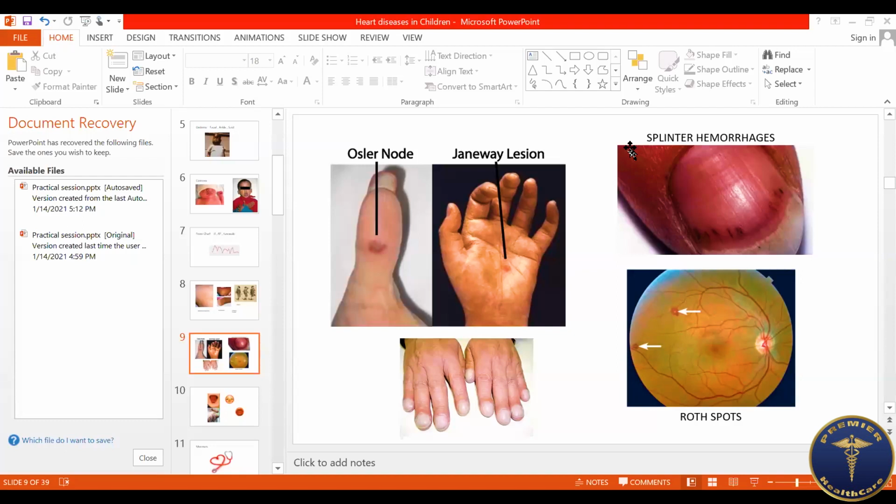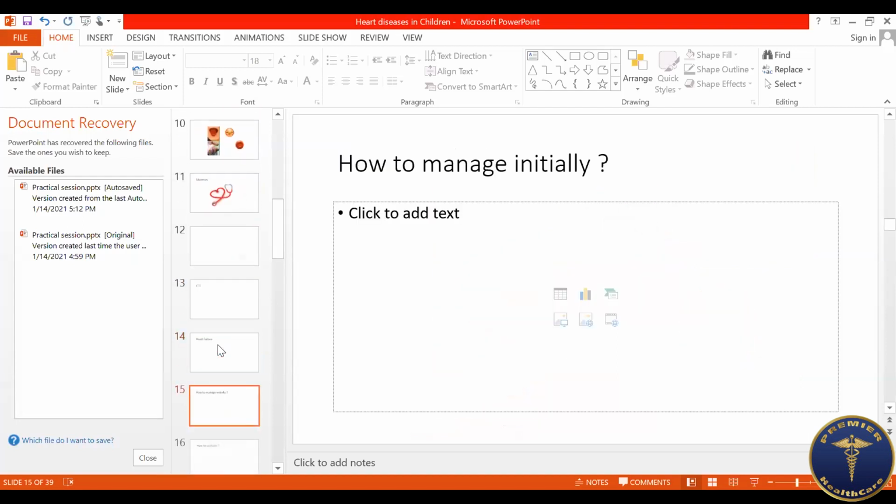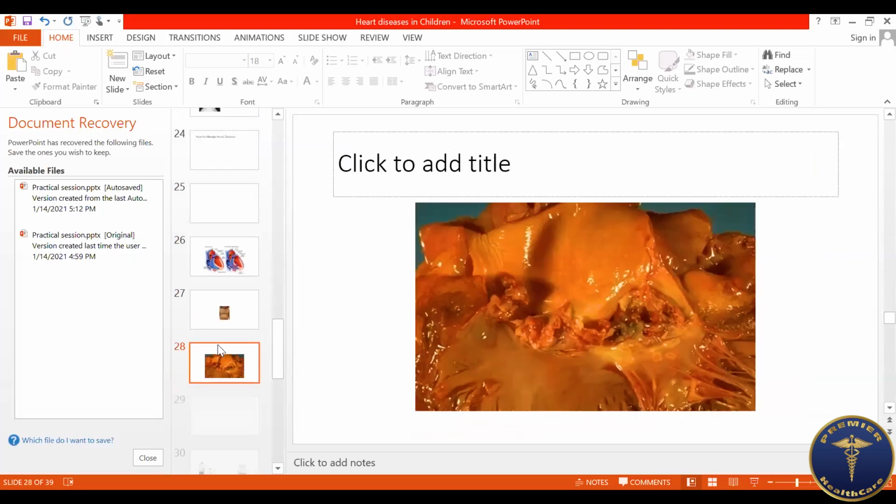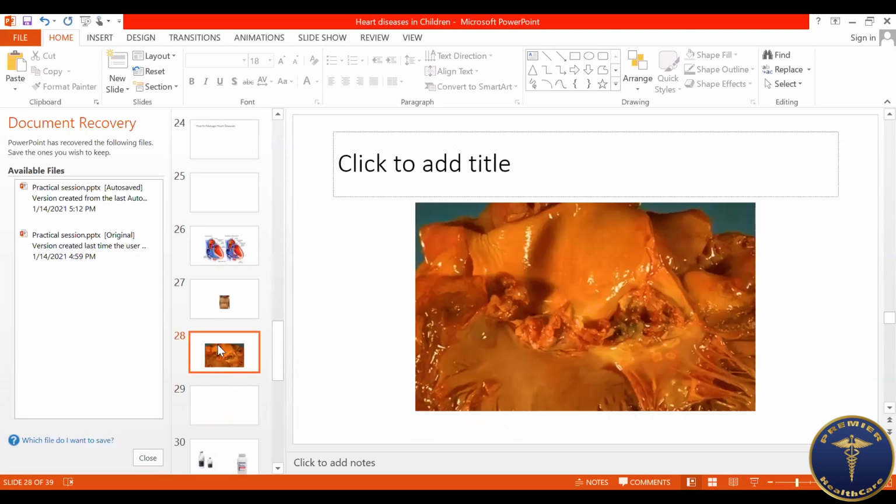What is this? It's infective endocarditis, right? If you're curious to see what is happening in the heart in this condition, this is what is happening. The heart is infected. You will see the heart like this. You can see these are infected materials. These are known as vegetations.